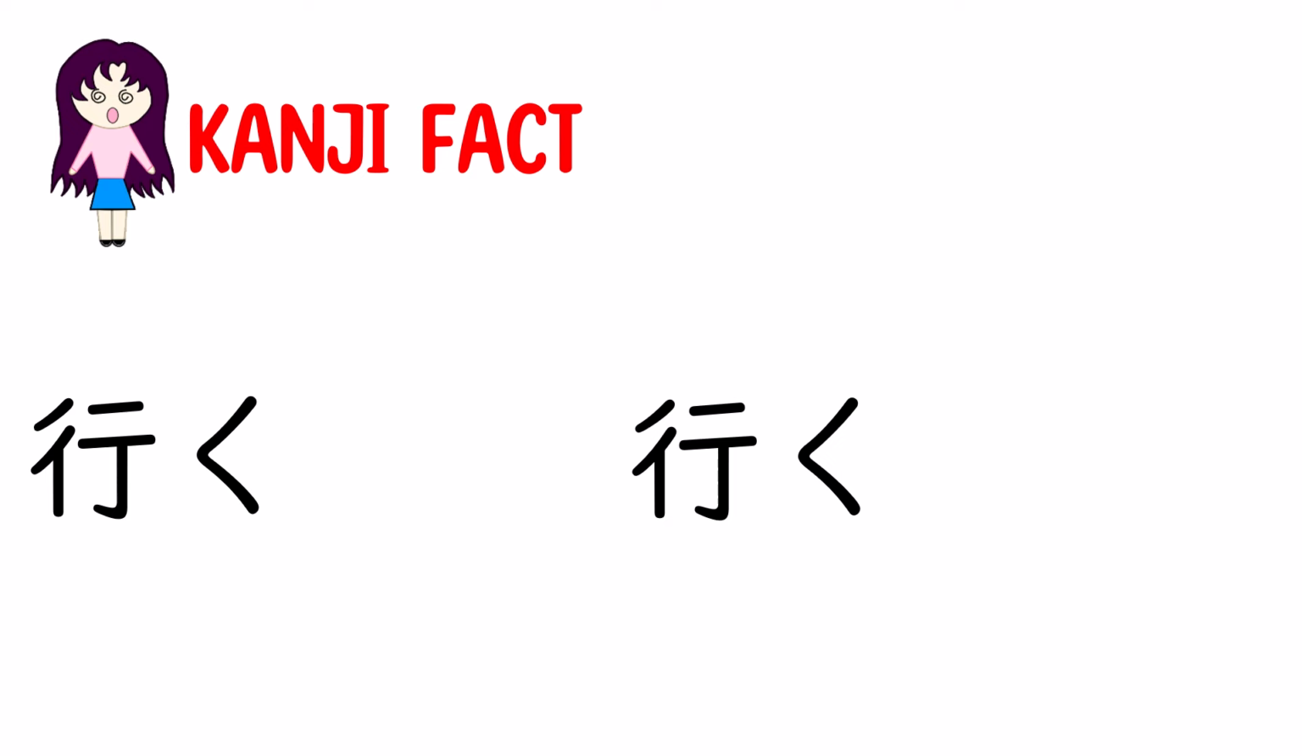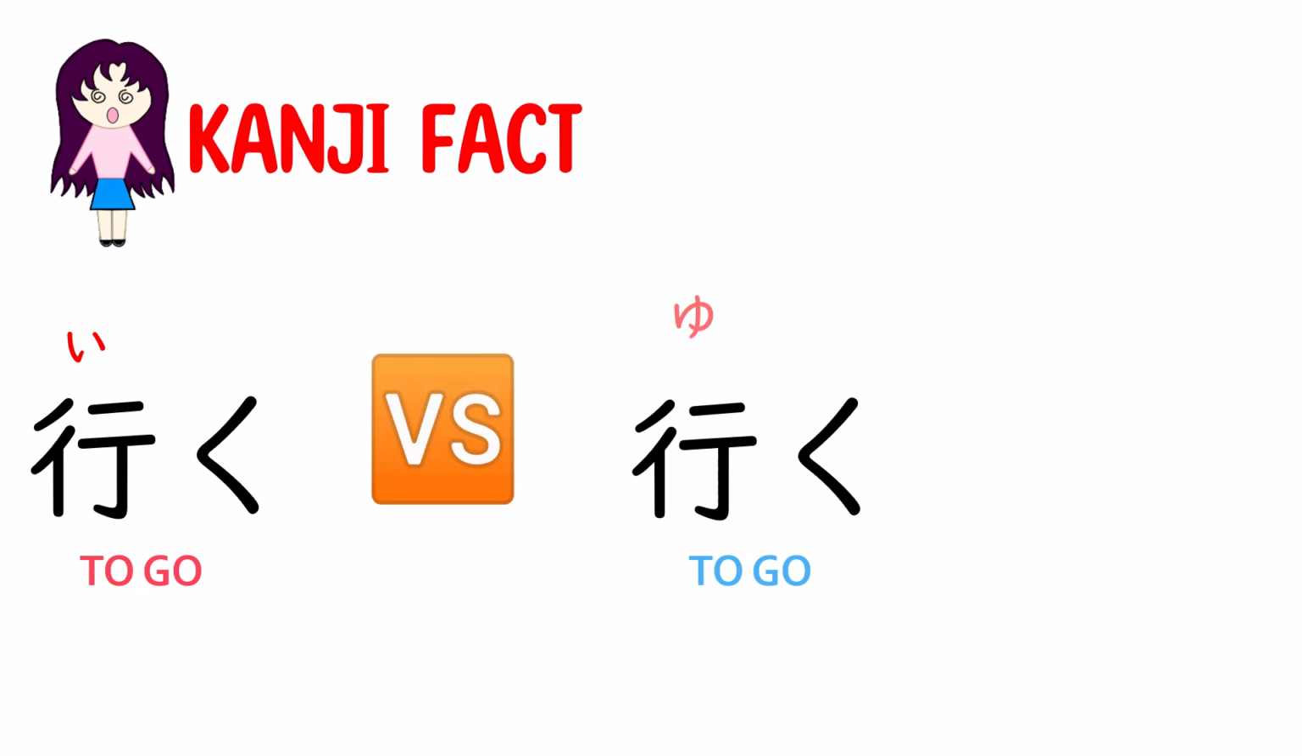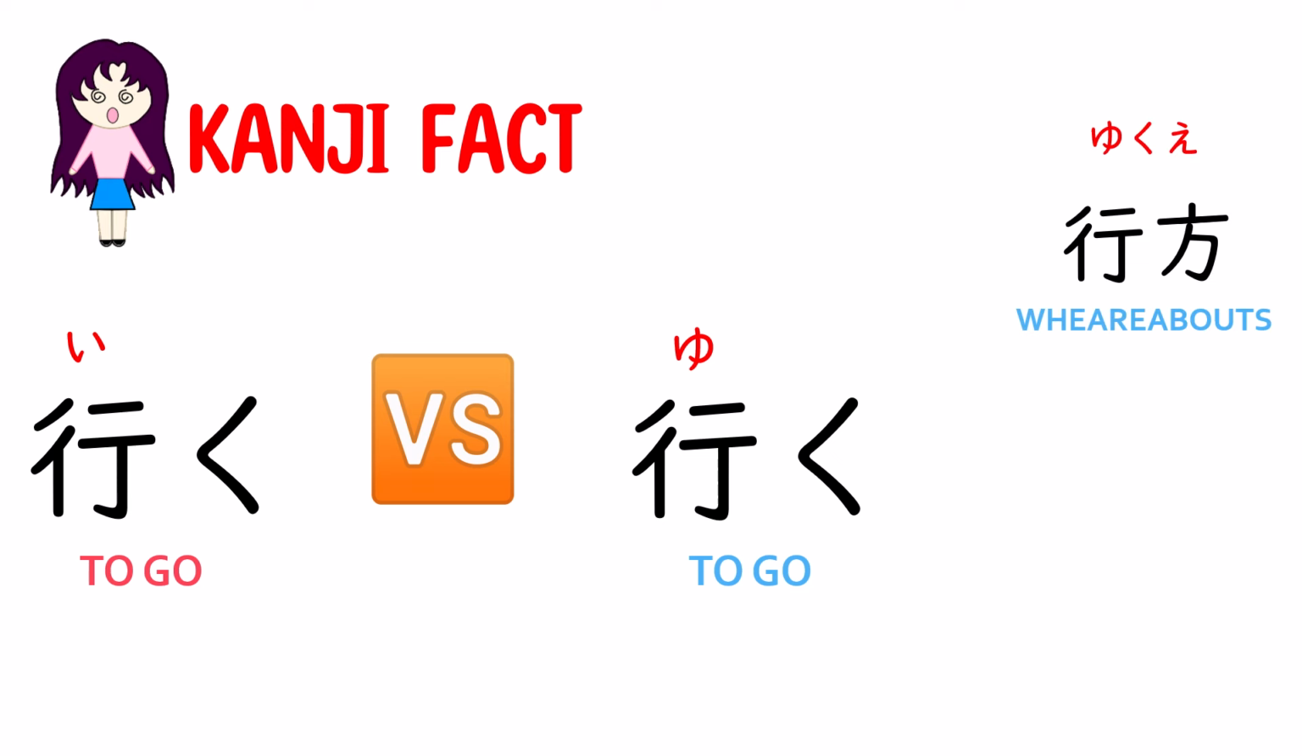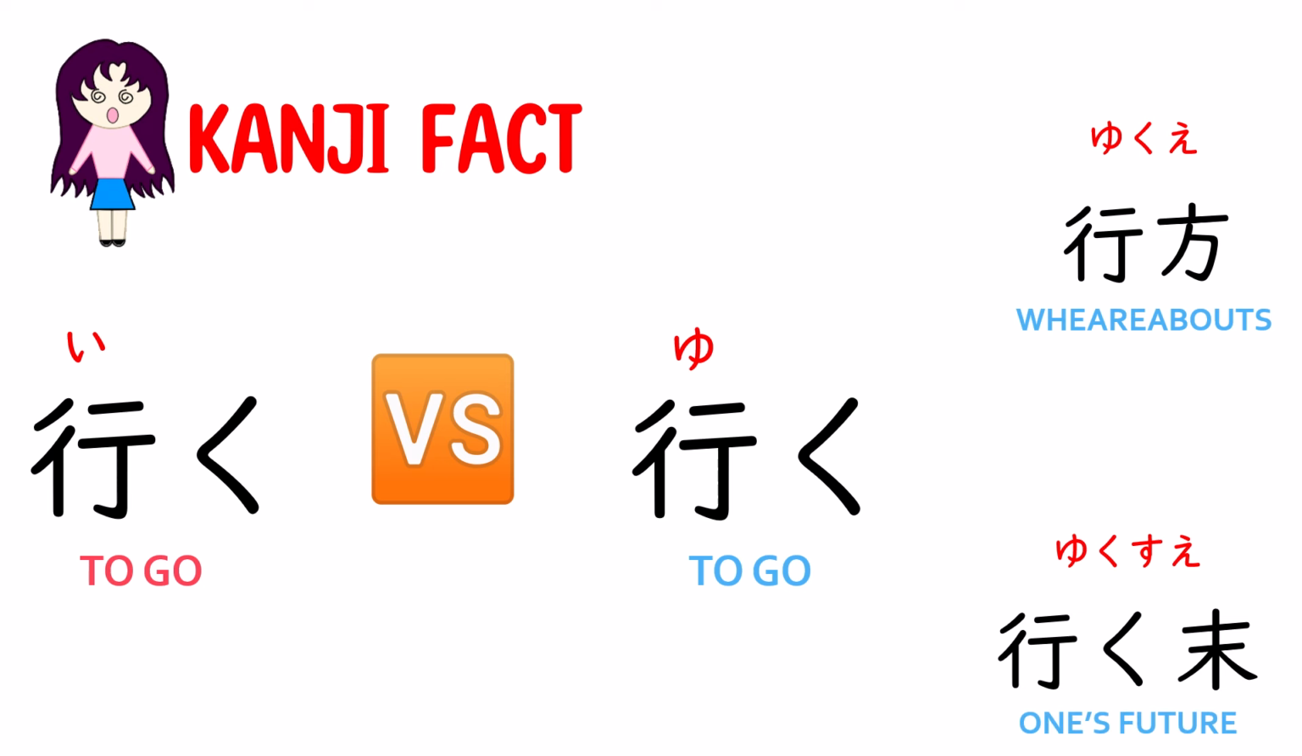Fun fact, this kanji is one of those with several readings, so much that the verb to go can be read as iku or yuku. So what is the difference? These two can mostly be interchangeable, yet in words like yukue, whereabouts, or yukusue, one's future, only use the reading yu.